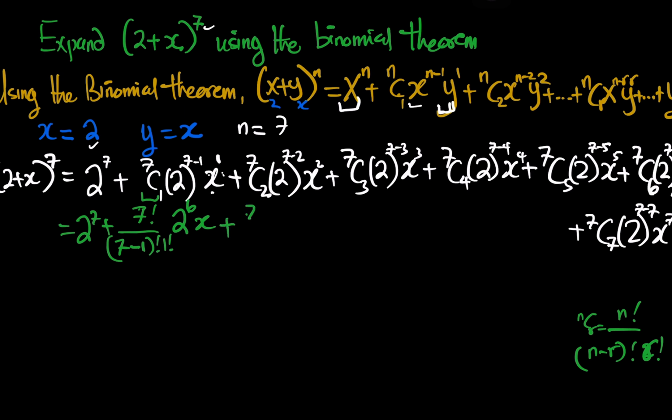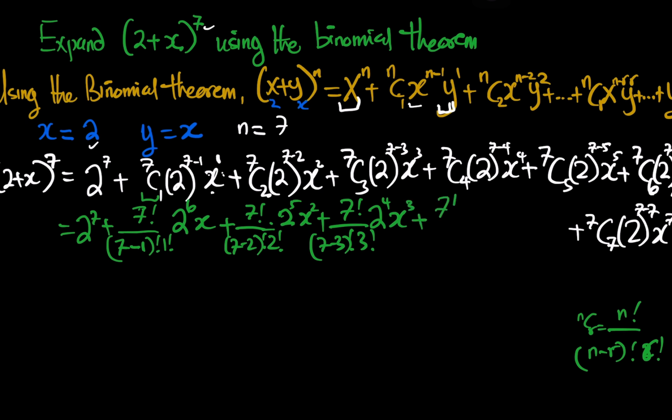Plus, we're going to have 7 factorial divided by 7 minus 2 factorial. And we're going to have 2 factorial, which is our r. We're going to multiply by 2 to the power of 5 x squared. Plus 7 factorial divided by 7 minus 3 factorial, 3 factorial. And I'm going to have 2 to the power of 4 x to the power of 3. Plus 7 factorial divided by 7 minus 4 factorial multiplied by 4 factorial. Yes, multiplied by 4 factorial. And then we have 2 to the power of 3 x to the power of 4.